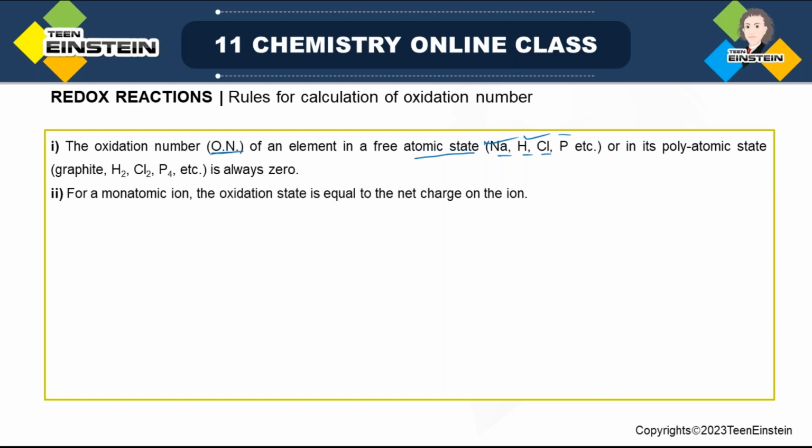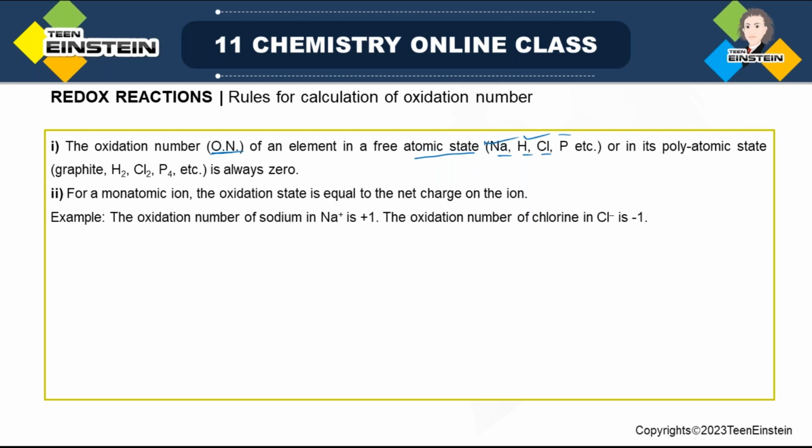Now the second rule is monoatomic ion. Oxidation state is equal to net charge. So suppose we have the ion sodium plus. So when we are talking about Na+, obviously its oxidation number is +1. You don't have to calculate it because there is nothing to calculate. And the oxidation number for chlorine, chloride basically. So in chloride ion, the oxidation number of chlorine is -1. The name of the ion is chloride, but for the actual element we use the term chlorine. So the statement will be: the oxidation number of chlorine in chloride ion is -1.